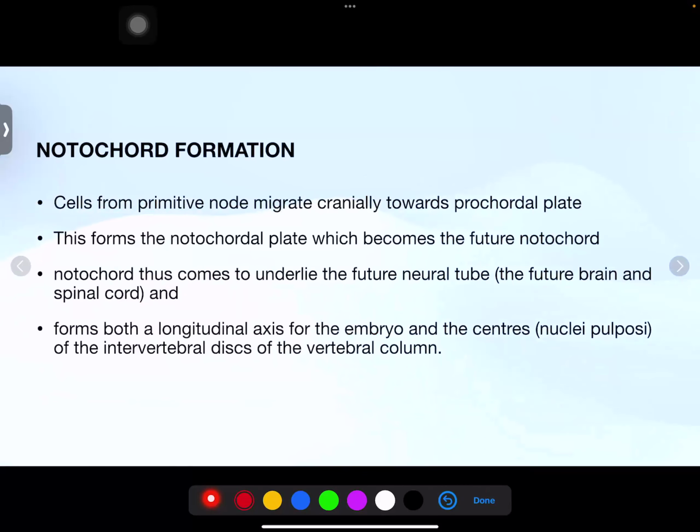Okay. So basically the cells from the primitive node migrate cranially towards the prochordal plate, and this forms the notochordal plate, which becomes the future notochord. Okay, for the details of this embryology, you just need to understand the basics of how this is going to develop. So you can just read that the notochordal plate is formed and the notochord will be formed from this.